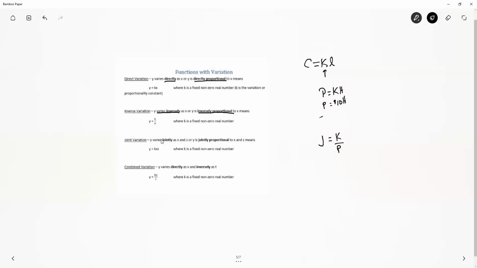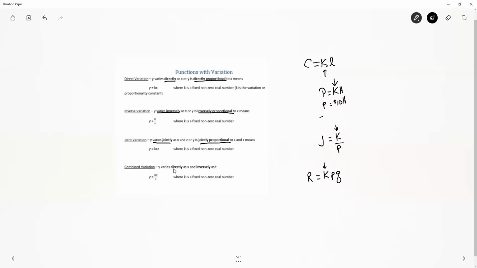Joint variation means that there's more than one. So varies jointly or jointly proportional. So if we say R is jointly proportional with P and Q, we would write it like that. We still have the K here. The K does not go away. We still have a K. All right. And then combined variation.